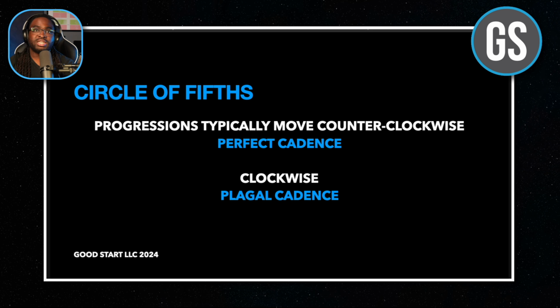All right, so once again, progressions typically move counterclockwise. If you move counterclockwise, it's like a perfect cadence, 5-1, perfect cadence. And then clockwise, we call those our plagal cadence, like our amen, like a 4-1 resolution. That's our plagal cadence. So let's talk about some of these passing chords, these concepts.